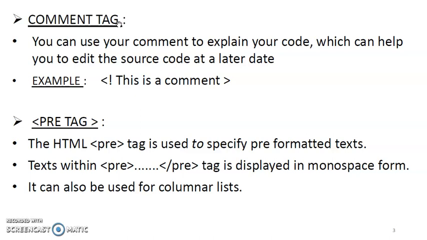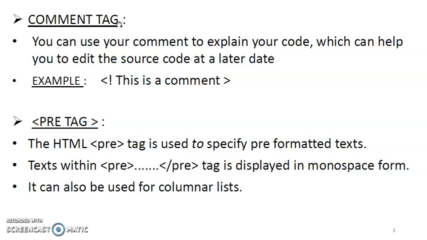Now see, your next tag is the pre tag. Now what is the meaning of pre tag? It is pre-formatted text. Means what? The pre-formatted text is displayed in a fixed width font. Okay. So it maintains both space as well as line breaks.